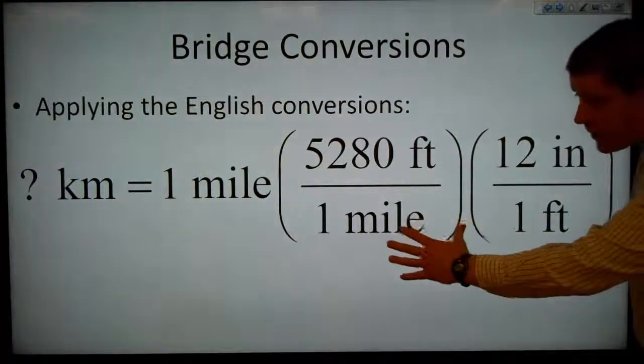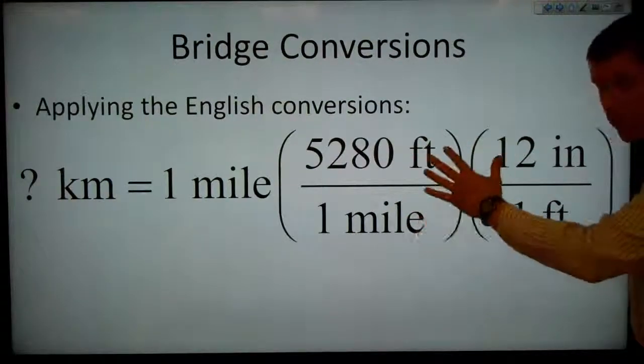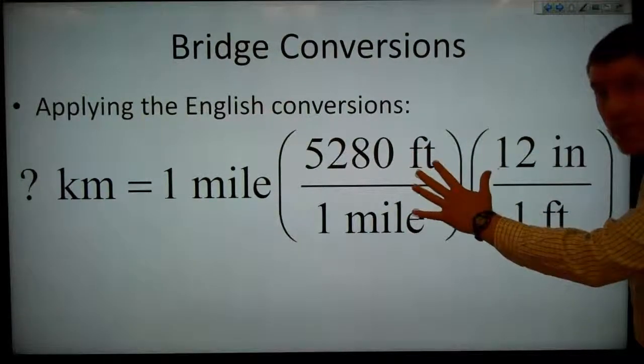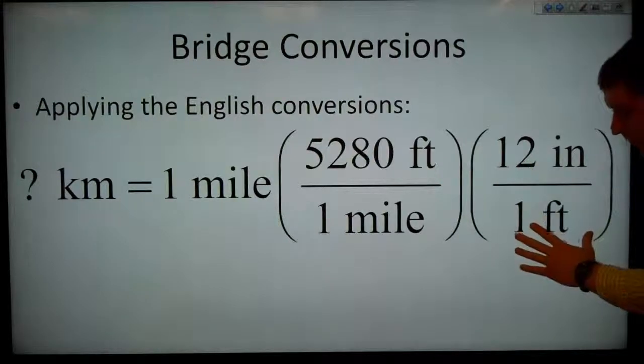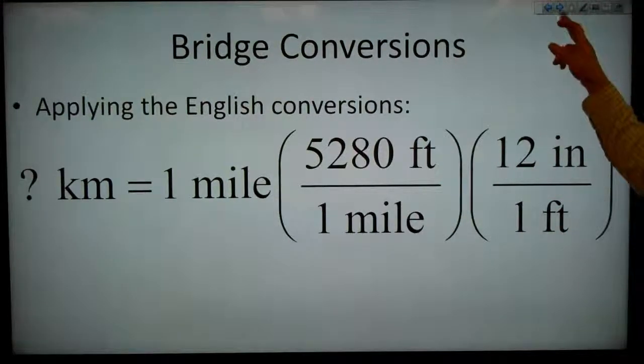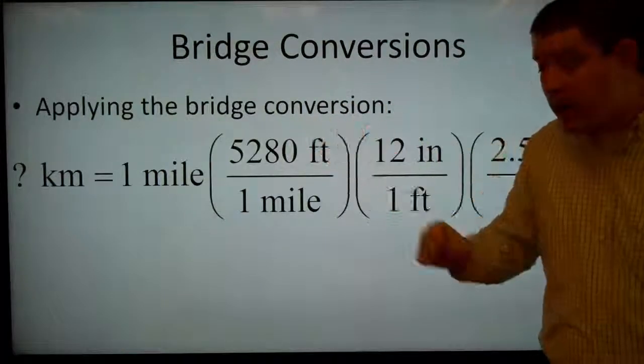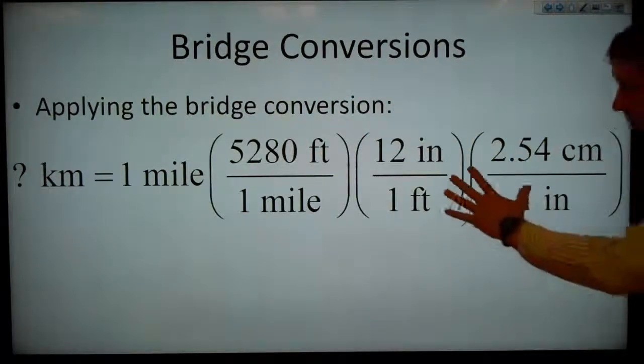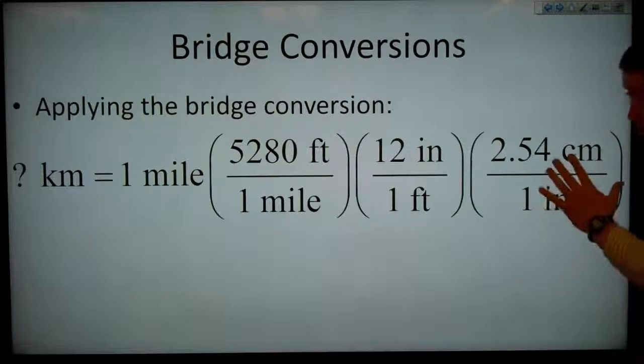We convert from miles to feet. 1 mile equals 5,280 feet. You should have that memorized. Now we convert from feet to inches. 1 foot is 12 inches. You should also have that one memorized. And now we're going to apply our bridge conversion. So now we're going to get from our inches to centimeters.